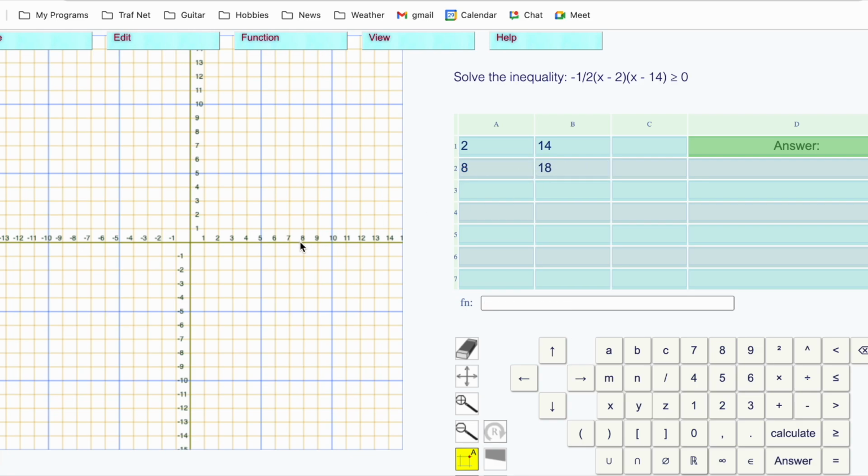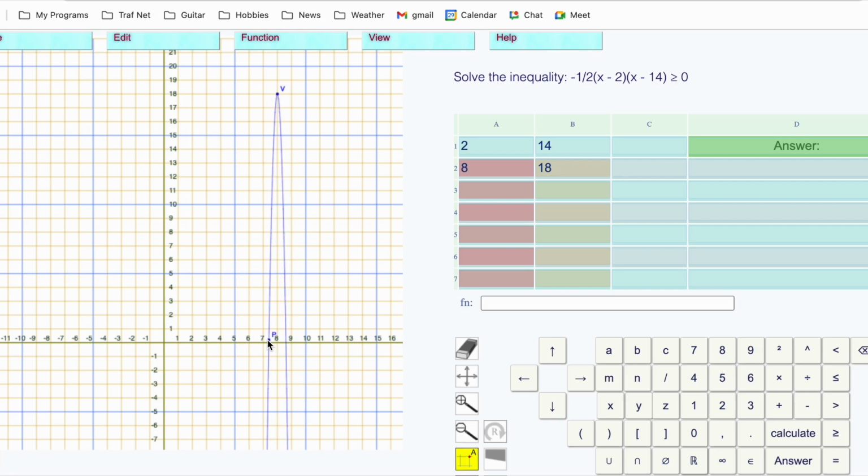That gives us 18. We have 8, 18 right here. I'm going to make one of my zeros the point 2, 0, like that. And that goes also through 0, 14. We want to know when this is greater than or equal to 0. With my pencil, I'm going to put a solid dot on the 2 and a solid dot on the 14. Then we're shading where the parabola is greater than 0.